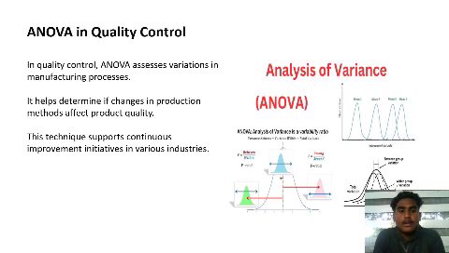ANOVA in quality control. In quality control, ANOVA assesses variation in manufacturing processes. It helps determine if changes in production methods affect product quality. This technique supports continuous improvement initiatives in various industries.